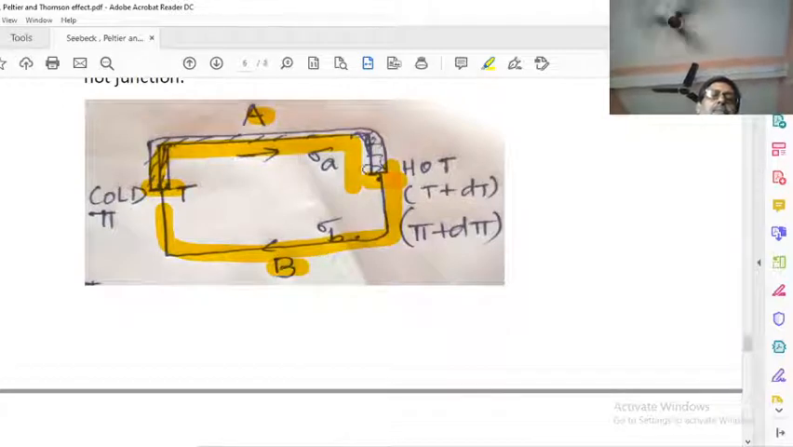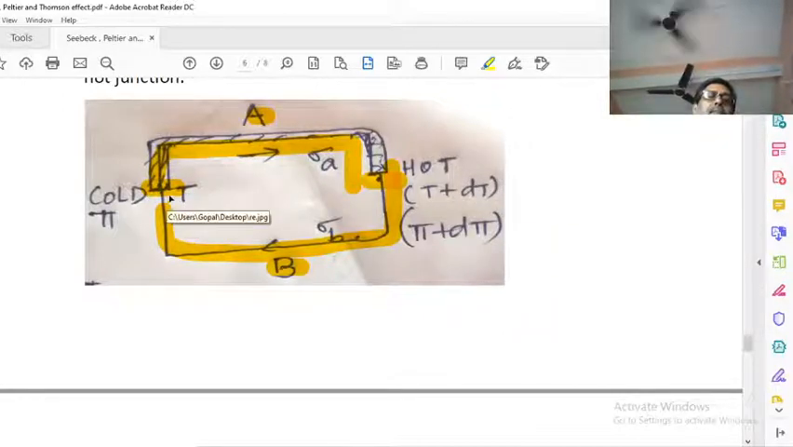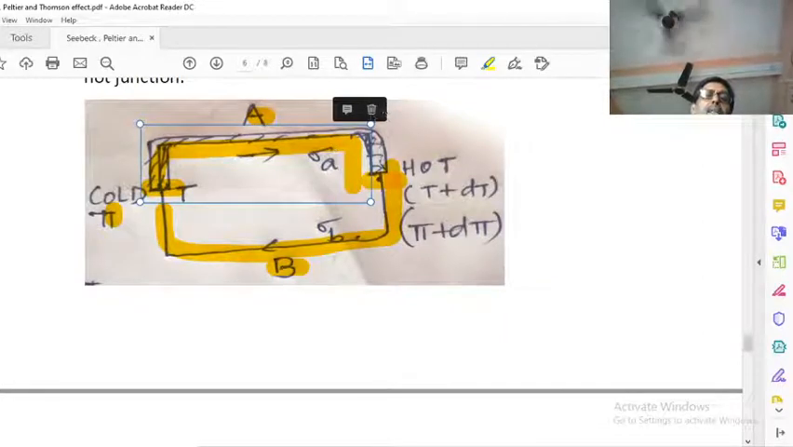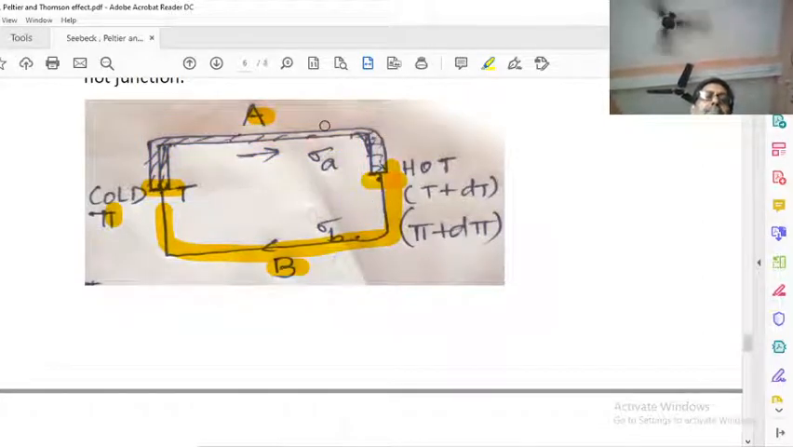Its Peltier coefficient at this junction is pi plus d pi at temperature T plus dT. So you can say that there are two metals A and B joined at the ends. Two junctions are here. One junction is kept at temperature T, the other junction is kept at temperature T plus dT. Their Peltier coefficients are respectively pi and pi plus d pi, and the Thomson coefficients are sigma A and sigma B.